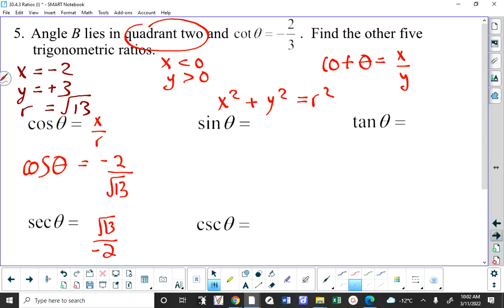Dua, how do we find sine of theta? It's y over r, right? So y over r. So since y is 3 and r is root 13, it's 3 over root 13. Nick, what will we write for cosecant of theta? The reciprocal of 3 over root 13, so we would just write root 13 over 3.